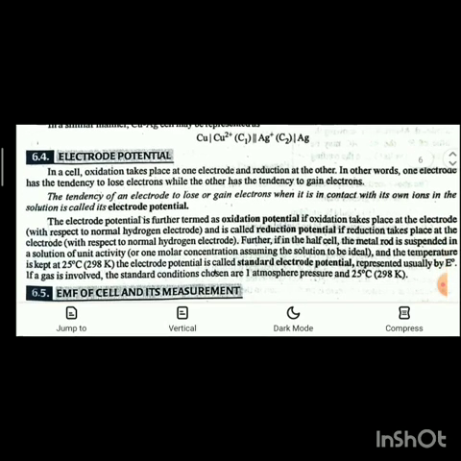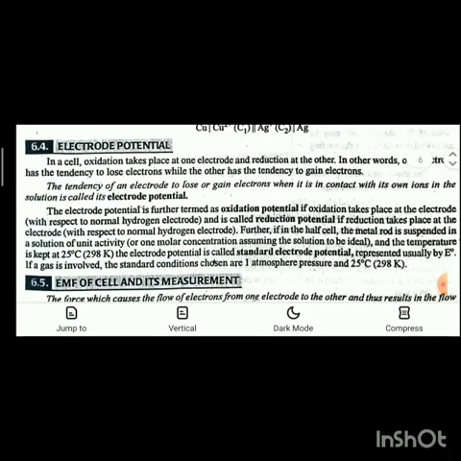Electrode potential. In a cell, oxidation takes place at one electrode and reduction at the other. In other words, one electrode has the tendency to lose electrons while the other has the tendency to gain electrons. The tendency of an electrode to lose or gain electrons when it is in contact with its own ions in the solution is called its electrode potential. The electrode potential is further termed as oxidation potential if oxidation takes place at the electrode, and is called reduction potential if reduction takes place at the electrode.